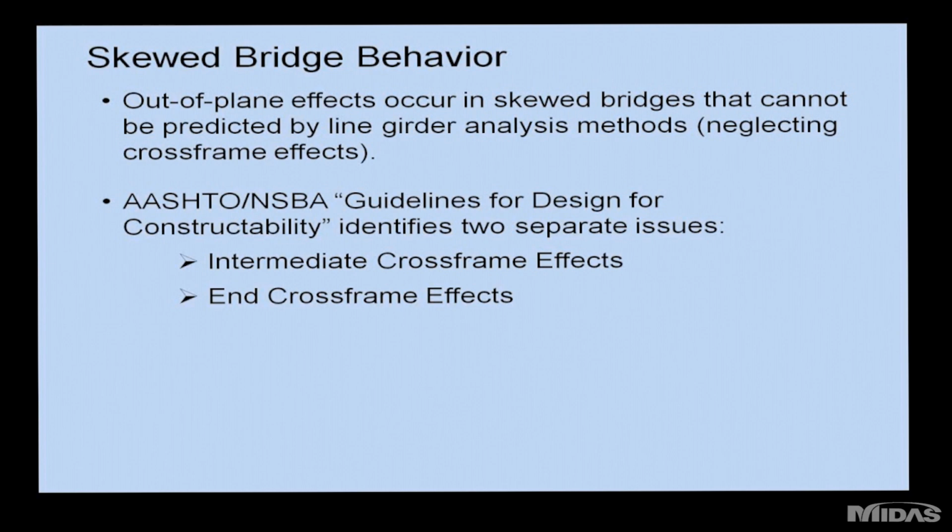This is commonly how simple bridges are designed. But in a skewed structure, the girders interact with each other and distort the behavior of the individual girders, and that needs to be taken into account in many cases. I also refer here to the AASHTO NSBA guidelines for design for constructability, which is a great source for a discussion of this material on skewed behavior. It divides the behavior into two categories, intermediate cross-frame effects and end cross-frame effects, and we'll discuss both in turn.